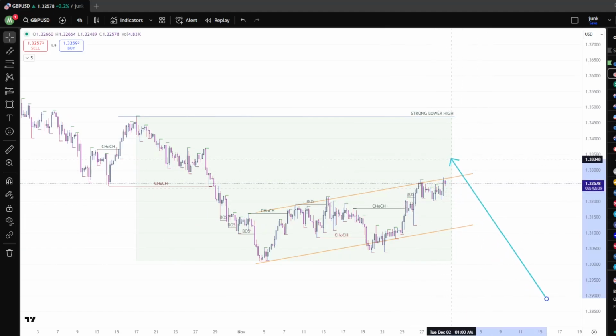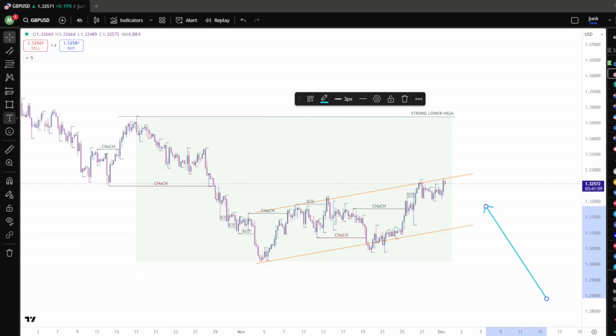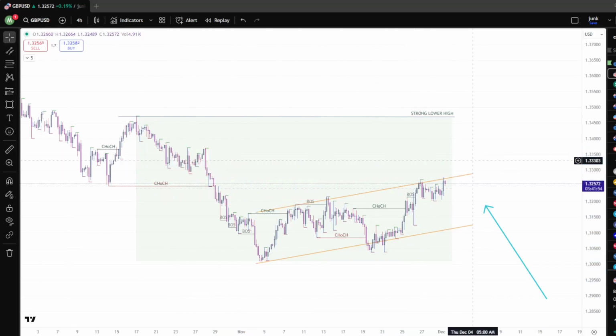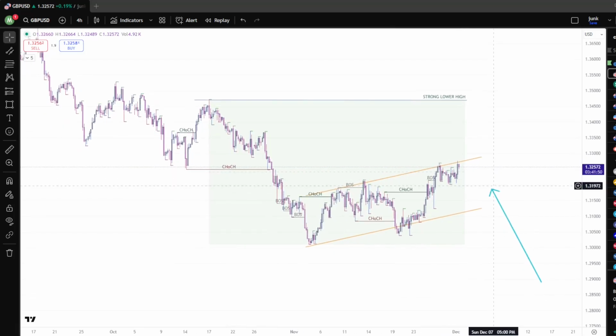It can break up. It still makes sense if it can retrace further back into premium and then shoot back down, or if it can pick up momentum from here and shoot back down, targeting the lows of the overall range. There is this area of supply at higher prices that price can also react from. So waiting to see any type of momentum pick up.